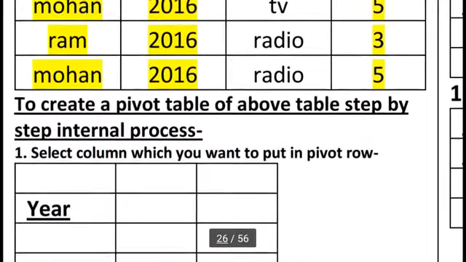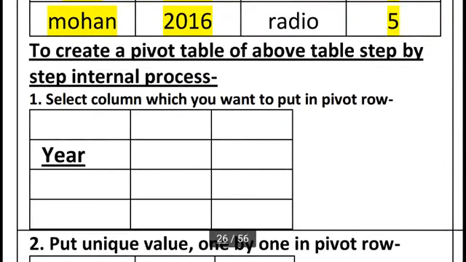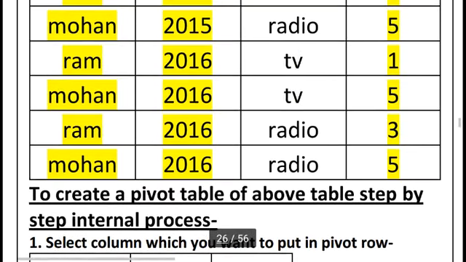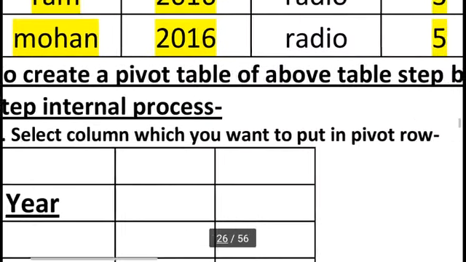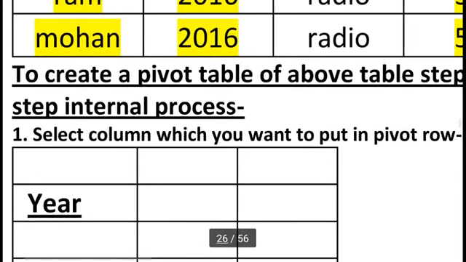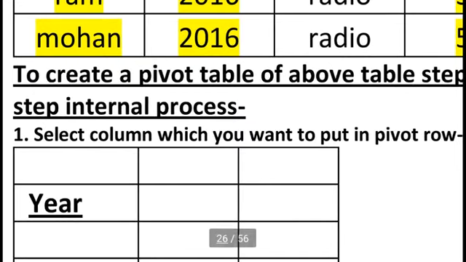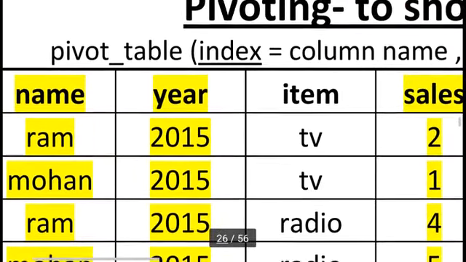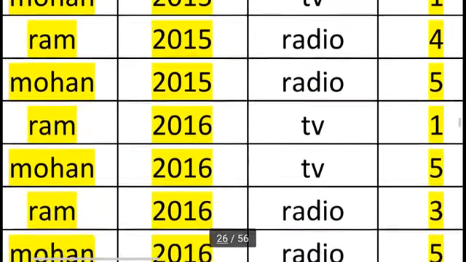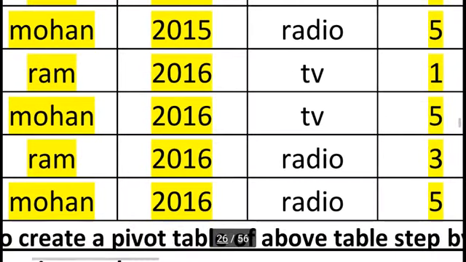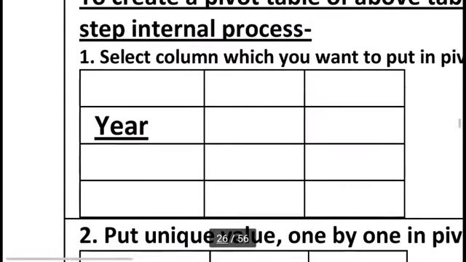Here I want to create a pivot table manually, that is, before writing the Python code I want to learn how to create a pivot table of our original table, step by step, the internal process. Select the column which you want to put in the pivot row. Here I select the year column. You can see in year I want to select only unique values, finally 2 years, 2015 and 2016. So I want to put this year in the pivot table.